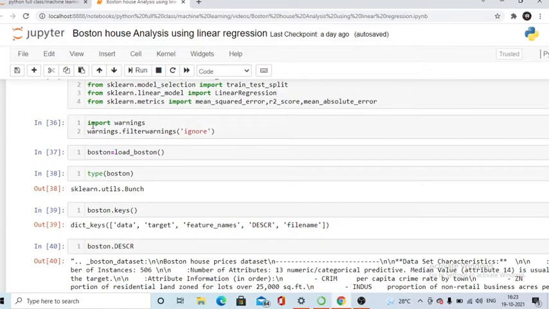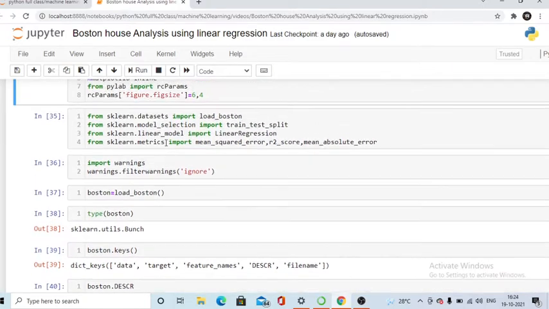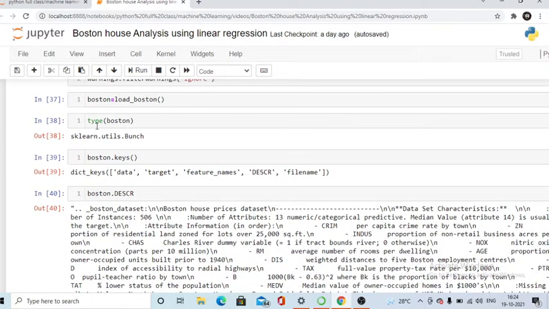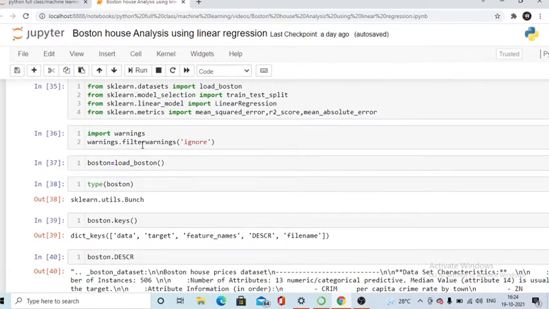Okay, so now come to the coding part, that is my Boston. Here I have created one variable named boston, and in that boston I am simply loading load_boston, which I have written here, and then I am checking what the type of my boston is. You can see it is a sklearn.utils.Bunch, right? So this is a part of sklearn.